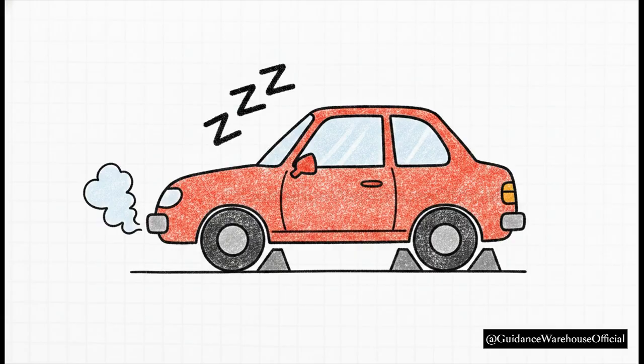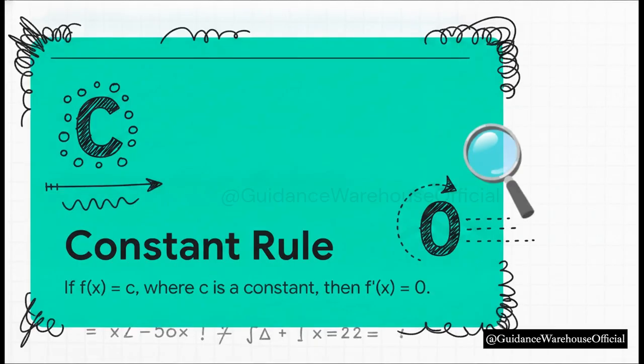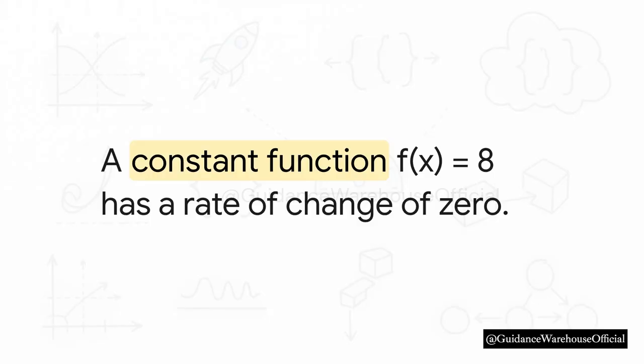The constant rule. I want you to basically think of this as finding the derivative of, well, a parked car. Formally speaking, the constant rule goes like this. If f of x equals c, where c is literally just any constant number, then the derivative f prime of x equals exactly 0.